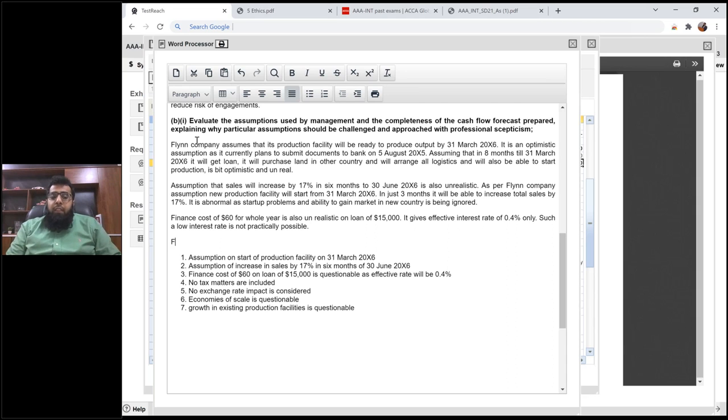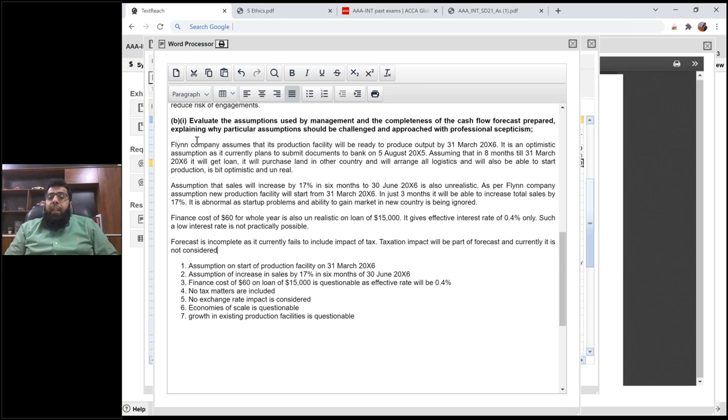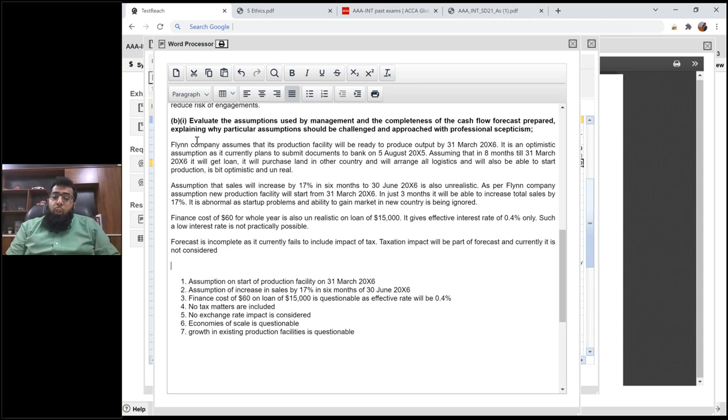Okay, the forecast is incomplete as it currently fails to include the impact of tax. Taxation impact will be part of the forecast and currently it is not considered. And then exchange rate issues are also not considered in the forecast due to fluctuation, because there are different currencies in all countries. Farland is a completely different country. Due to fluctuations of the exchange rate, actual collections of Flint company may change.